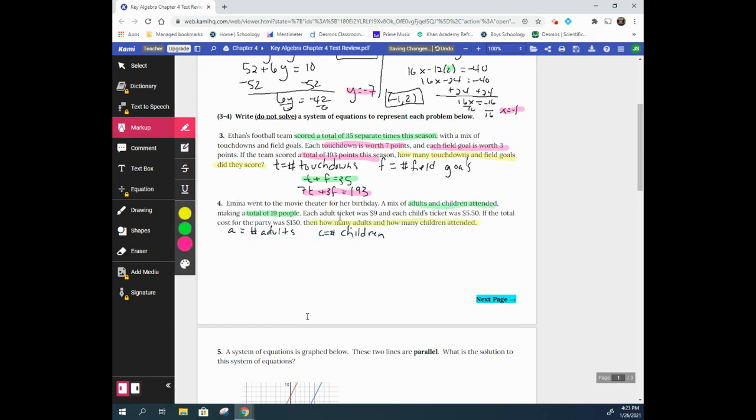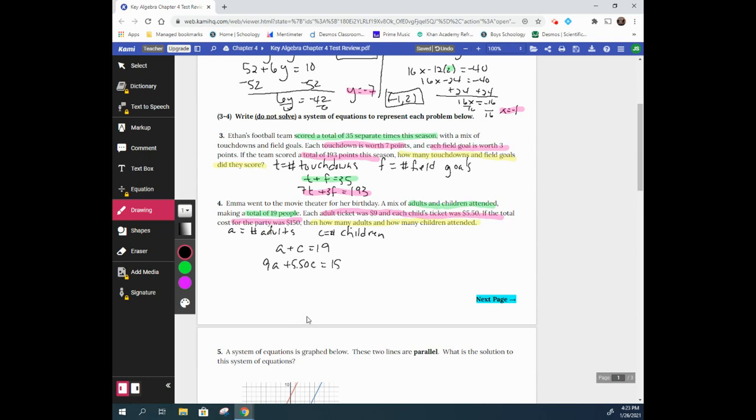And then they're giving me information about money, right? Adult tickets are $9, children tickets are $5.50, and the total cost of the party was $150. So that's where my two equations are going to come from. A total of the adults and children: adults plus children, there were 19 people. I know adult tickets were $9, so 9 times however many adults plus $5.50 times however many children totaled $150. So those are my two equations. Okay, again, you didn't have to solve these.